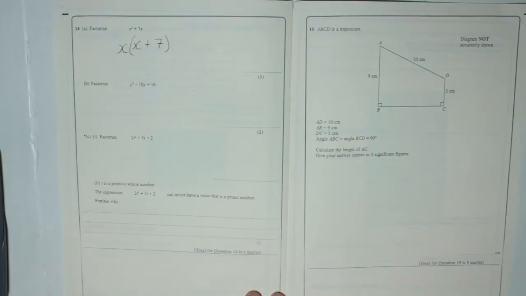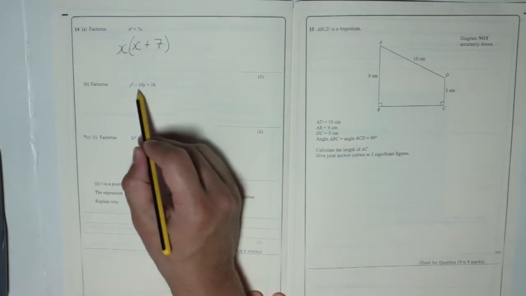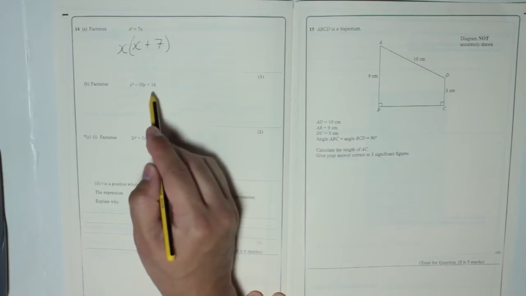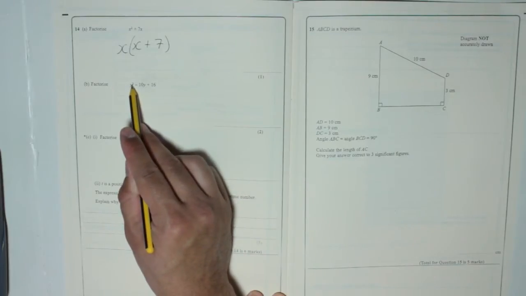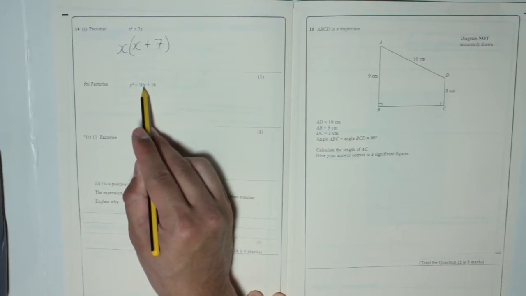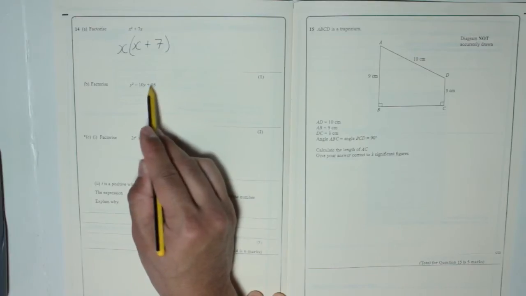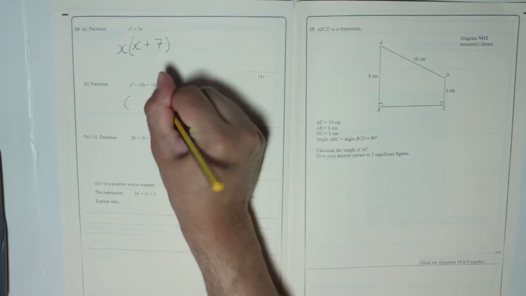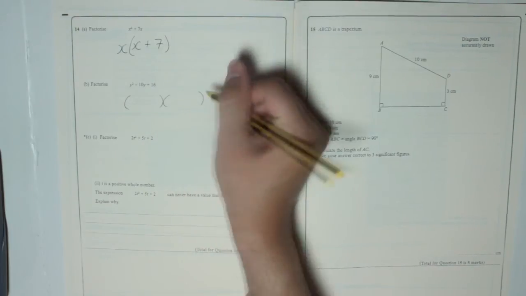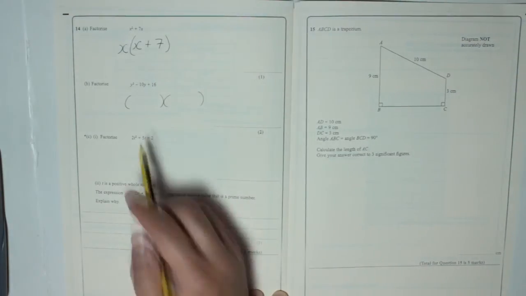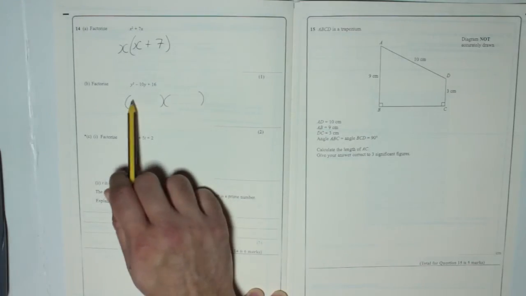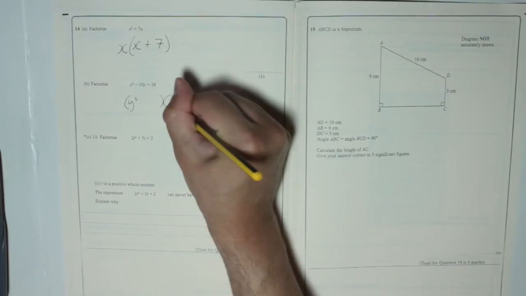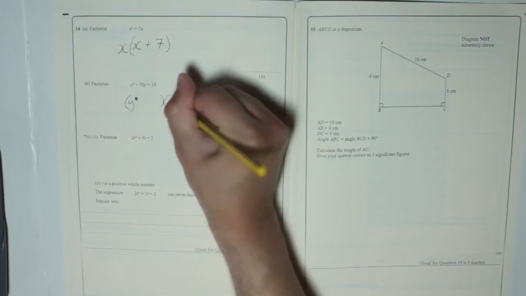Part B. Factorise y squared minus 10y plus 16. So this one's a quadratic one, you can tell because it's got a squared there, then it's got a y without a square, and then it's got a bit at the end with no letter at all. So this one's going to go into the double brackets, like that. Y is going to go at the front because y times y gives us the y squared. Oops, just normal y, not y squared.